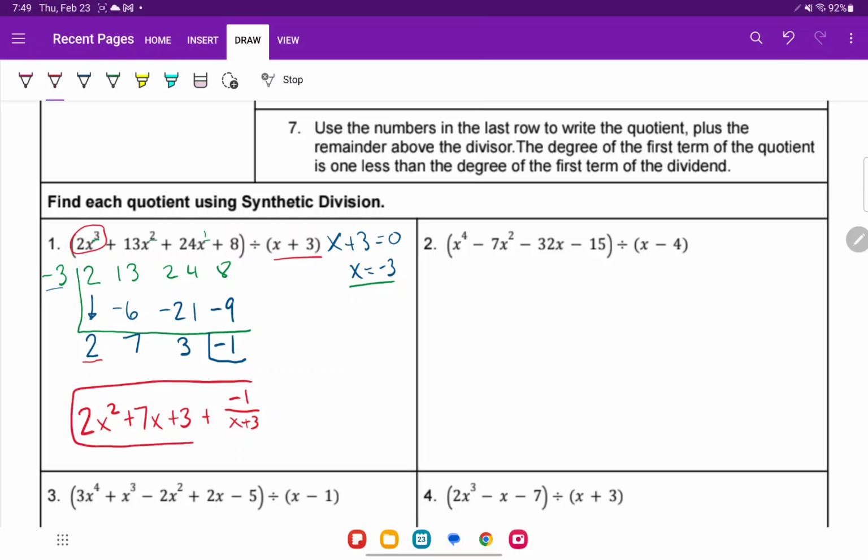And there is the synthetic division. Okay, and again, this only works if it's a linear binomial. All right, on to the next one.